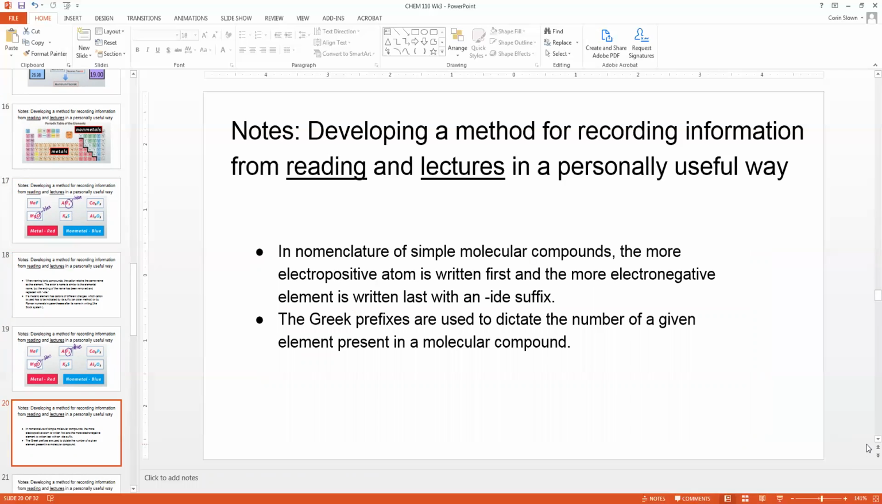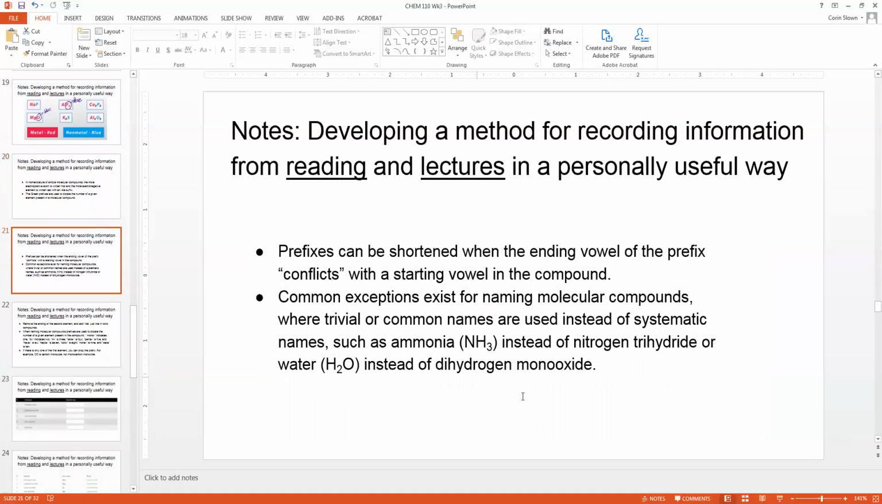In the nomenclature of simple molecular compounds, the more electropositive atom is written first, and the more electronegative element is written last with an -ide suffix. And then we use Greek prefixes to indicate the number of a given element present in a molecular compound. So these prefixes can be shortened when the ending vowel of the prefix conflicts with the starting vowel. So common exceptions exist for naming molecular compounds.